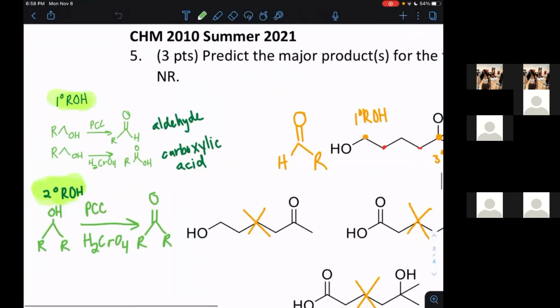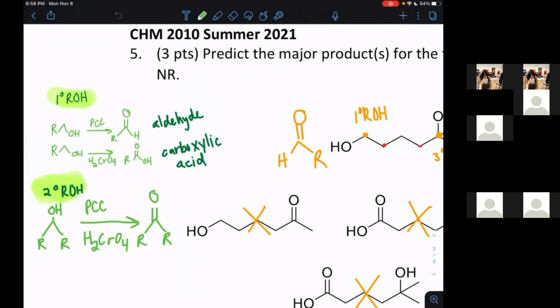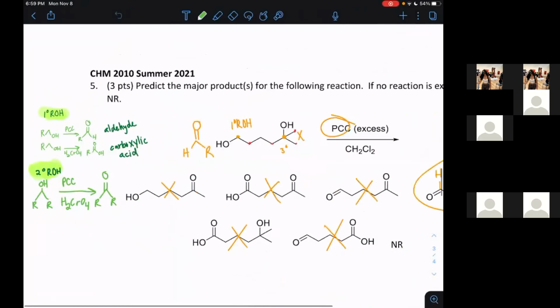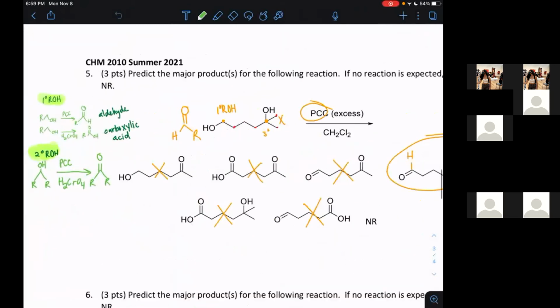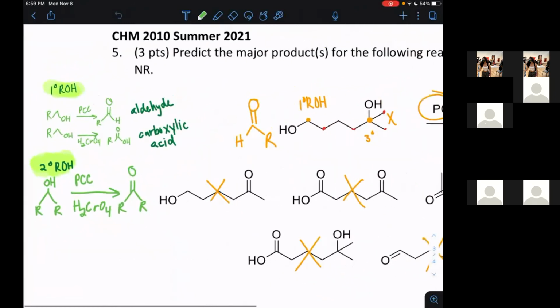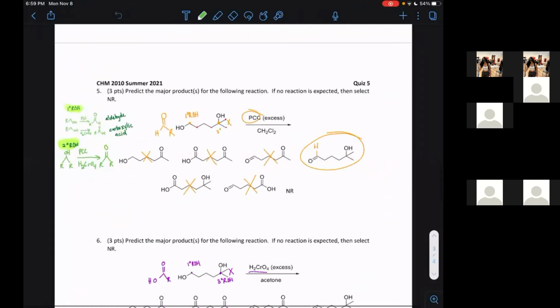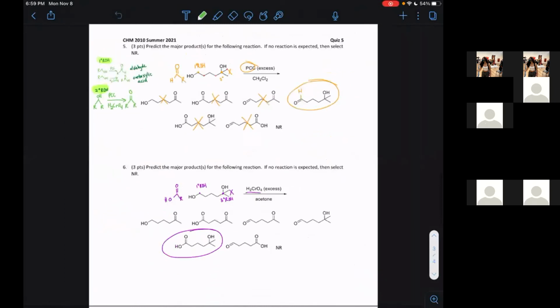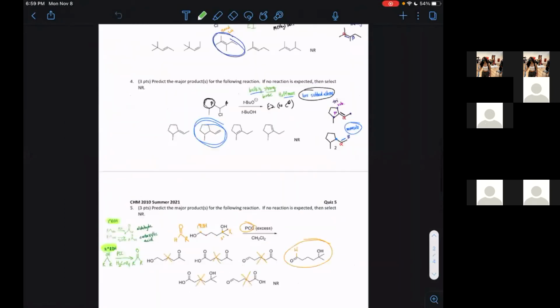Those are just based off the rules that I had in the other one. Those are the rules that I'm looking at when I do them. So that's the easy way for the oxidation ones.